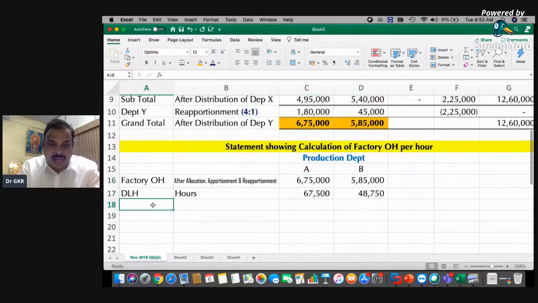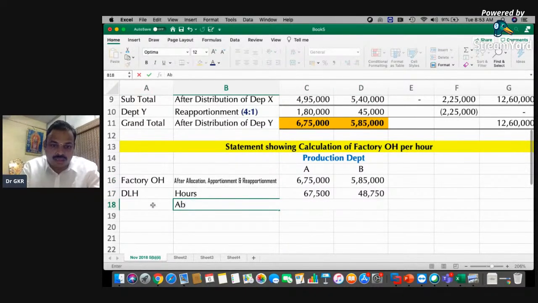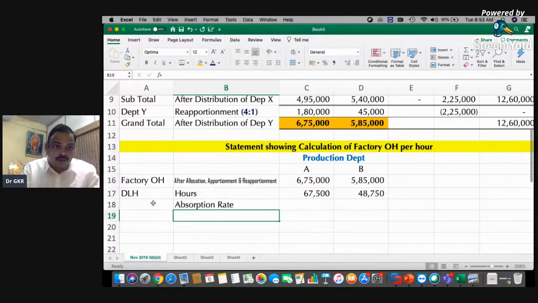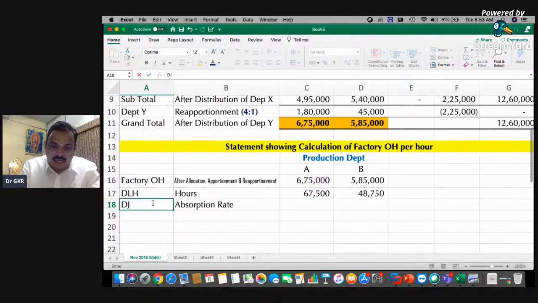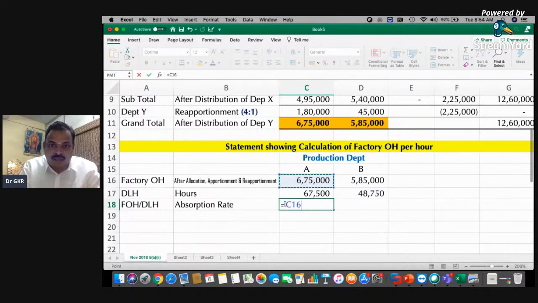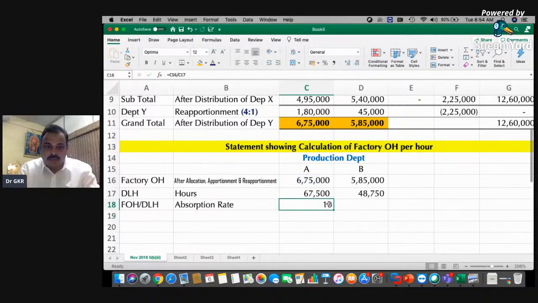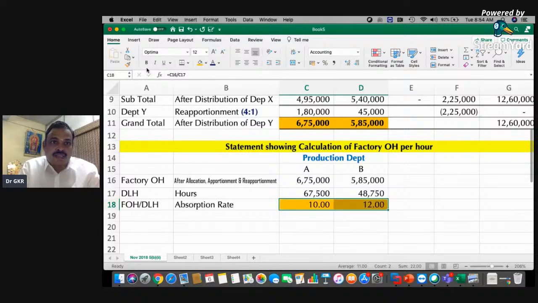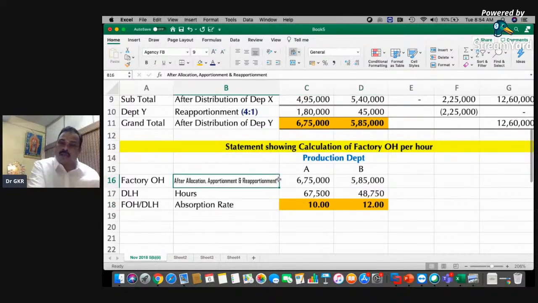So now what is your absorption rate? This is called the ab rate, or you can call it absorption rate. This is your direct labor hour. We have to call it factory overhead per direct labor hour. So factory overhead per labor hour is 6,75,000 by 67,500, 10 rupees. Similarly, this will be 12 rupees. So this is your second answer. So 10 rupees and 12 rupees.